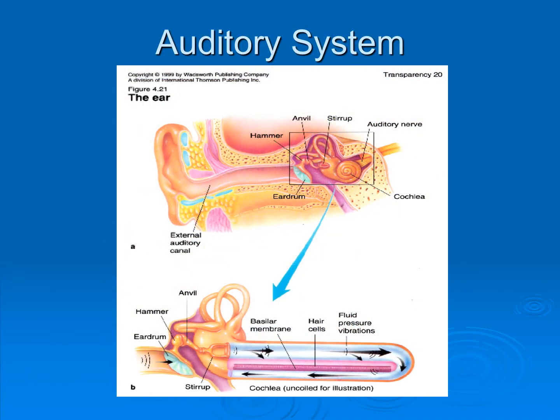You can see as the sound waves go in, in the lower part of the picture, the high frequency sound waves, because they're lower energy, fall off first, and the low frequency sound waves go all the way to the end of the uncoiled cochlea. You also notice that there are the anvil, hammer, and stirrup, and the semicircular canals in both pictures.